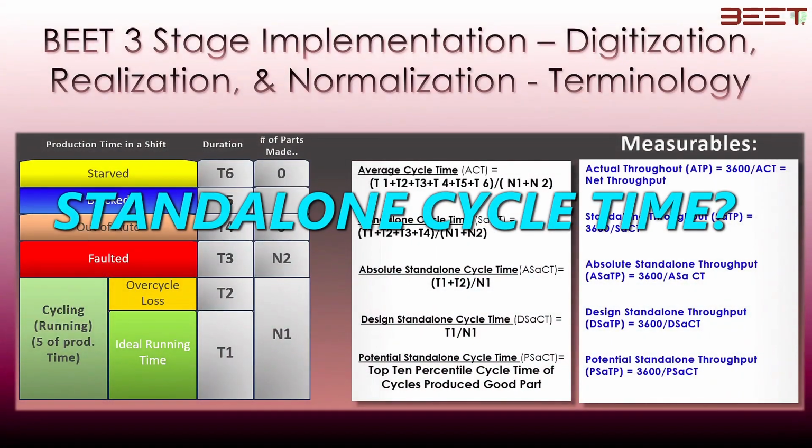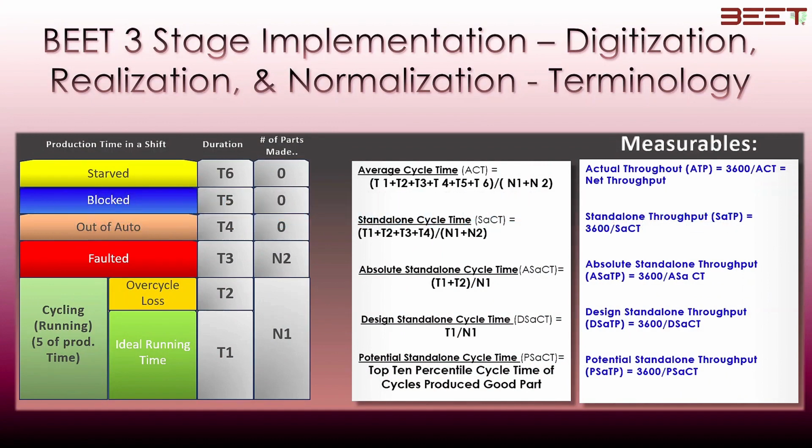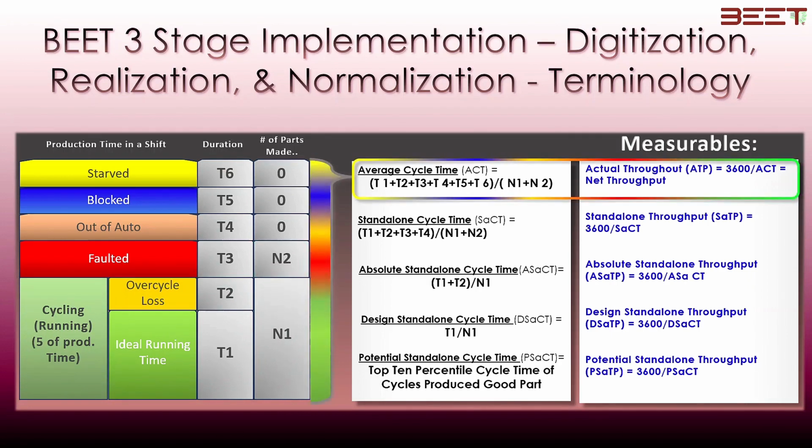Have you ever heard the term standalone cycle time? We want to show you how BEET uses asset states to capture different types of cycle time. An asset's production time can be sliced into 6 different states, as indicated here from T1 to T6. Let's dive into it. We are only concerned with production time here. During production time, N1 parts are made during cycling time, and N2 parts are made during faulted time, a possibility. The average cycle time is the full production time divided by the total number of parts produced.